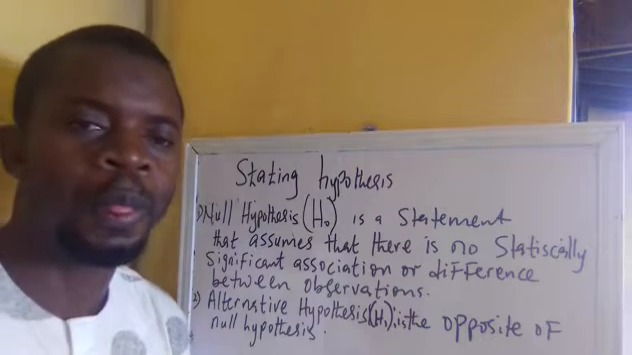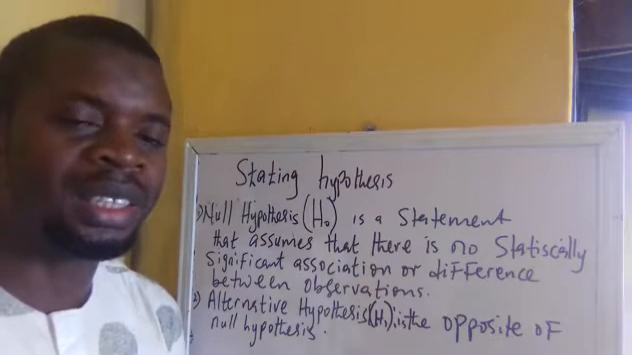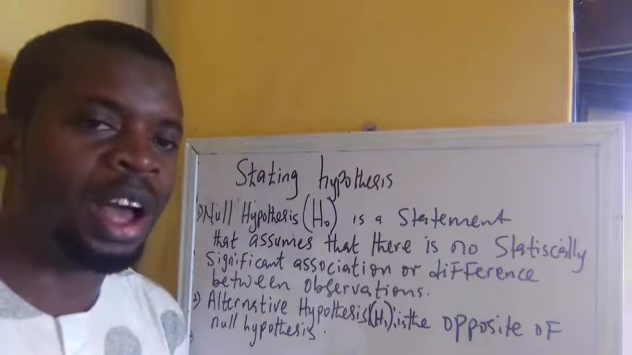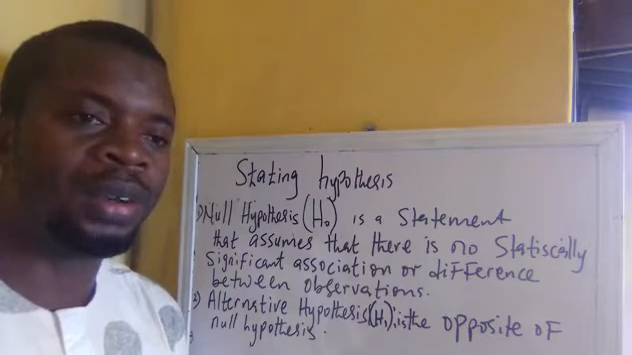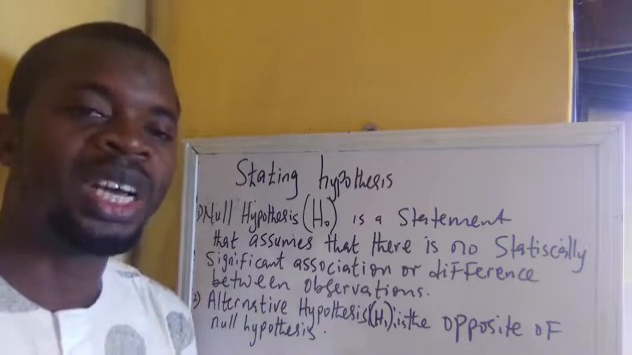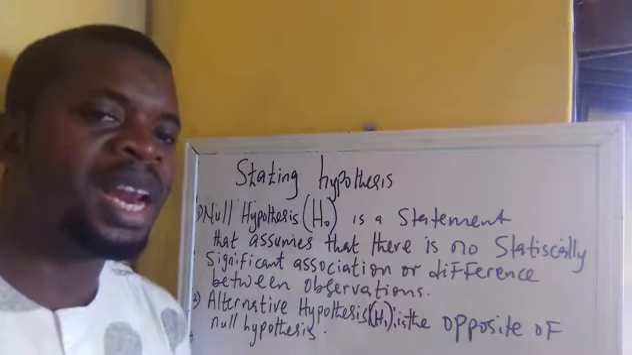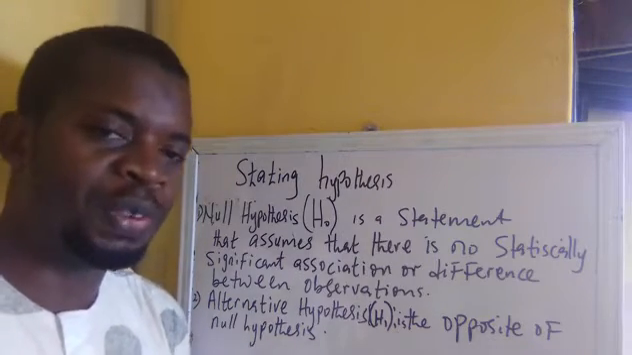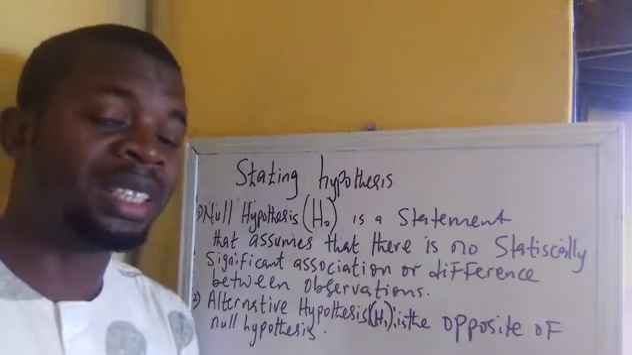What am I saying? Let me give you an example. For instance, let's take a look at this hypothesis: male and female students differ in academic achievement. I take it again: male and female students differ in academic achievement. Now, that is a statement, right?